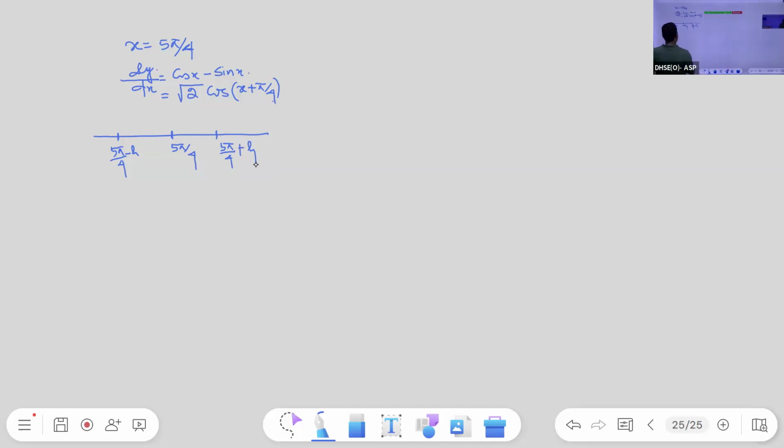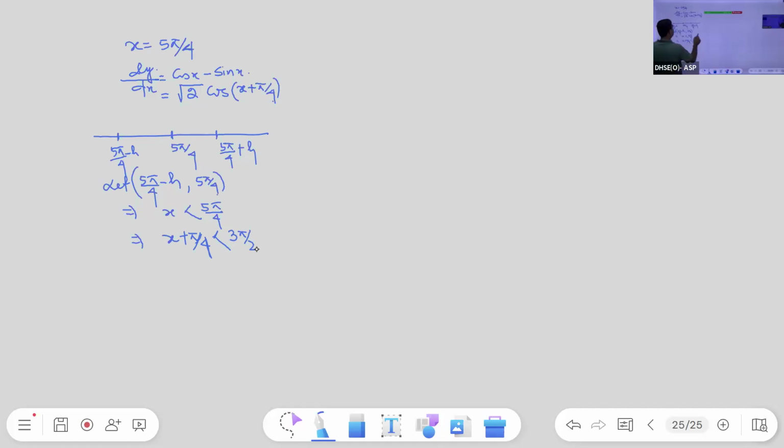5 pi by 4 minus h, 5 pi by 4 plus h. So let x belong to 5 pi by 4 minus h to 5 pi by 4. This implies x less than 5 pi by 4, x plus pi by 4 less than 6 pi by 4, that is 3 pi by 2. Okay.